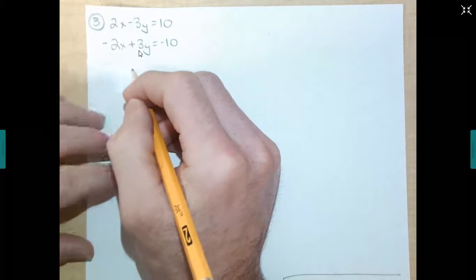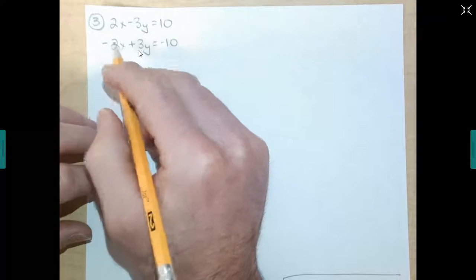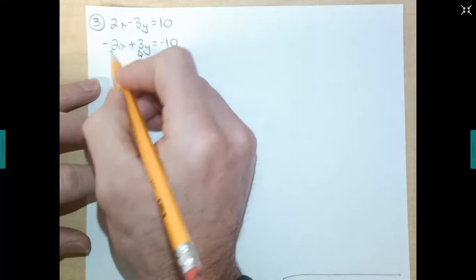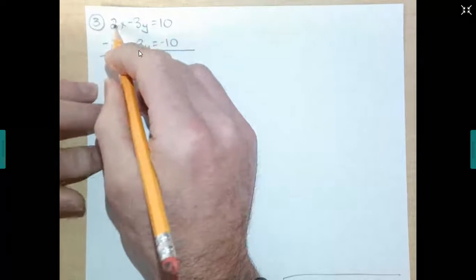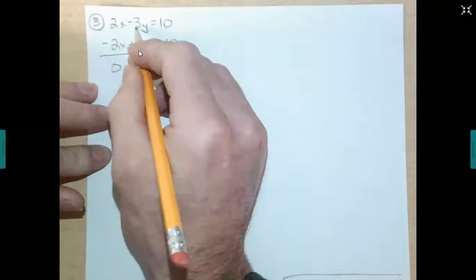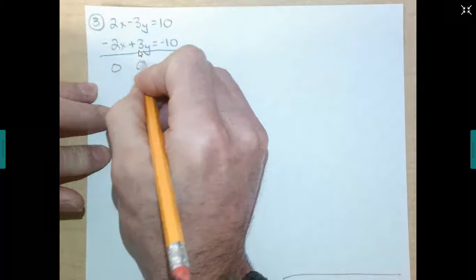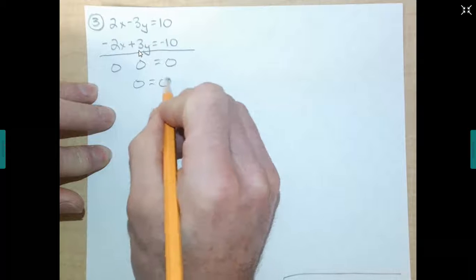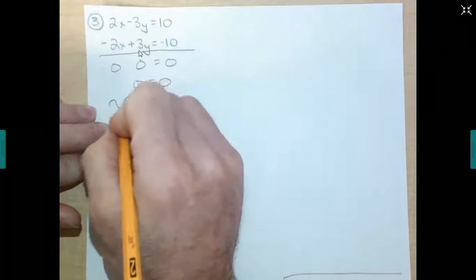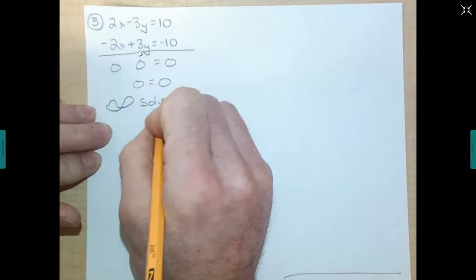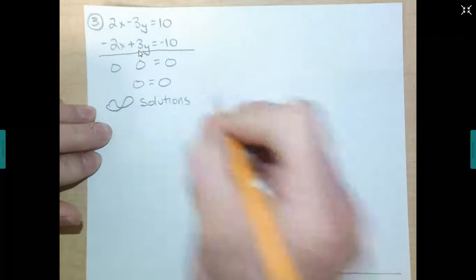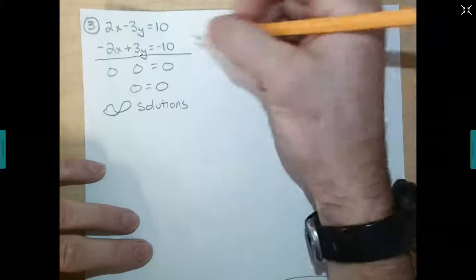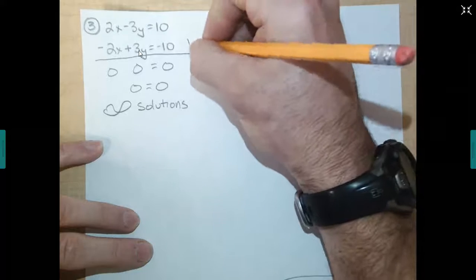And what I'm going to do, I'm just going to add these, excuse me. I'm going to add them. 2x minus 2x is 0. Negative 3y plus 3y is 0. 10 minus 10 is 0. 0 equals 0. That means I have infinite solutions. Infinite solutions. So I used this one. I used elimination.